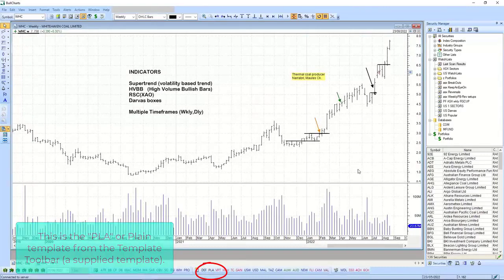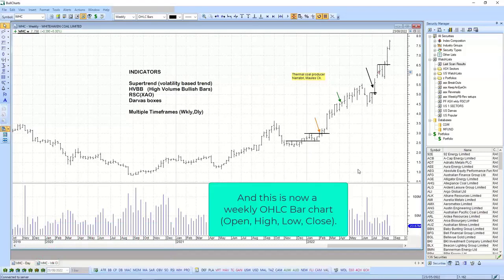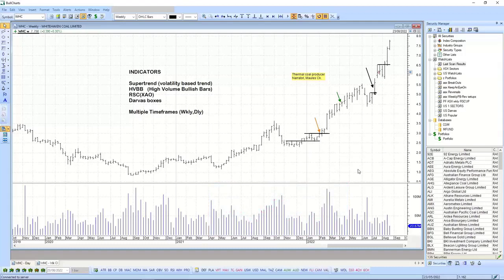I use a few indicators. Everybody likes to see a trend indicator on their chart. The most common trend indicator, of course, is the moving averages. I like to use something a little bit different, and it's called a Supertrend. I came across this in the Forex markets, but I think the Supertrend works a lot better on equities than the Forex markets. The Supertrend is a volatility-based trend. In other words, the trend starts when price moves a certain amount away from a swing low or a pivot low. So let's build up this chart for you and you can see what I'm talking about.